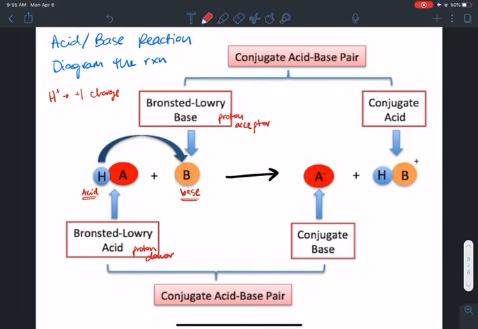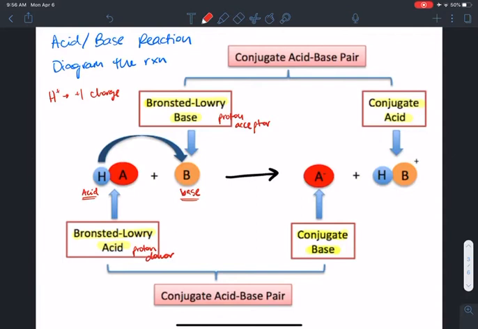So we've called these things on the product side different names. So you'll see that what was the Bronsted-Lowry acid on the reactant side is considered the conjugate base on the product side. And what was considered the Bronsted-Lowry base on the reactant side is considered the conjugate acid on the product side. And so there's a special name for these pairs. They're conjugate acid-base pairs. So every acid is going to turn into a conjugate base, and every base is going to turn into a conjugate acid.